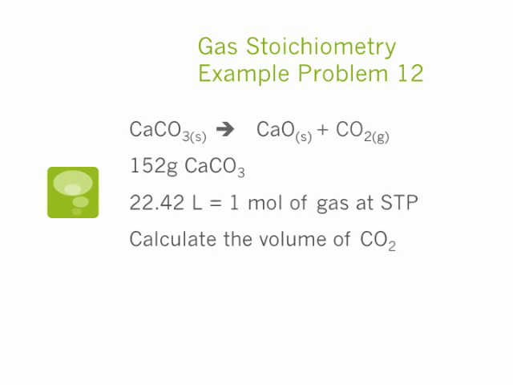152 grams of calcium carbonate can be converted to moles, and then the mole ratio between calcium carbonate and CO2 can be used to convert to the final product, CO2. Then the molar volume relationship can be used as a conversion factor. You should get a final answer of 34.1 liters of carbon dioxide.